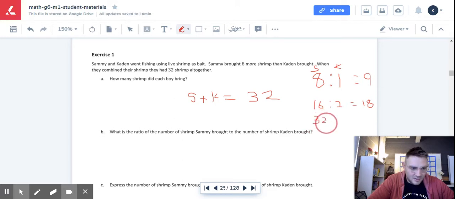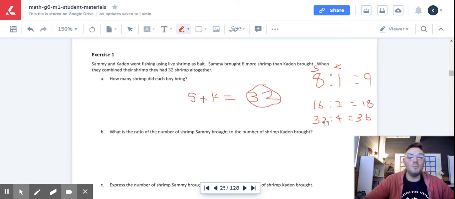And 2 doubled is going to be 4. Let's see if we made it too big. 32 plus 4 is 36. They're supposed to have 32 altogether, which is what we are looking for. So that was too big. So we went too big. So let's see if we can just take it down a little bit.